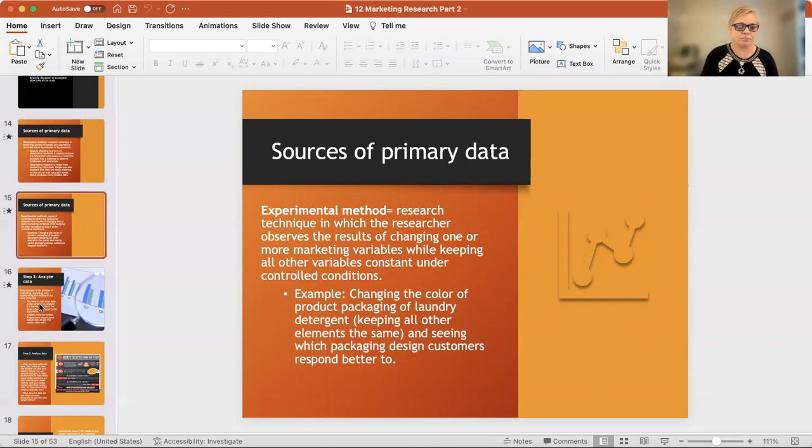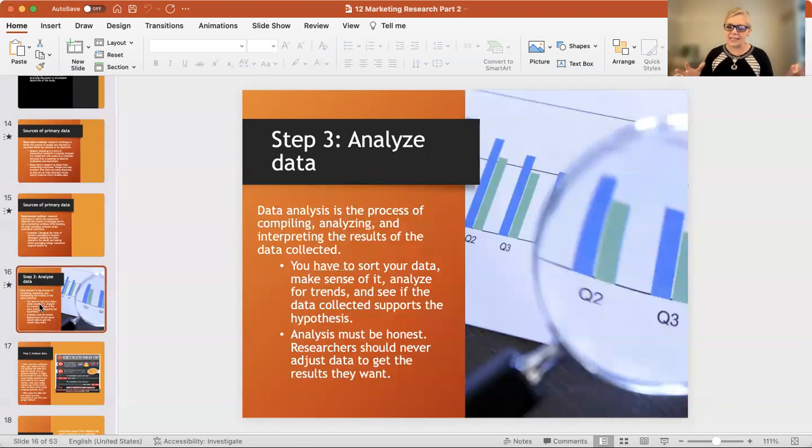Okay, step 3: analyze the data. We've done whatever we're doing, either primary or secondary data collection, and now we've got the data that we want to analyze. This is the process of compiling, analyzing and interpreting the results. You have to sort the data and see if it makes sense and how it fits. It's like having a big, huge Lego kit and dumping it all out. It's not going to become the Harry Potter castle or the Titanic ship on its own.